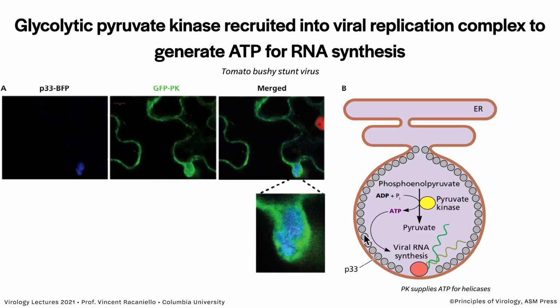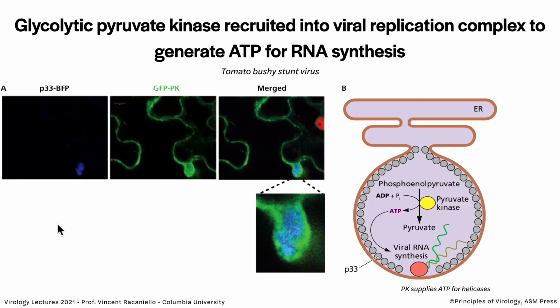But these vesicles are coated with a viral protein, p33, which grabs pyruvate kinase and pulls it into these vesicles and uses it to make ATP. Pyruvate kinase takes phosphoenolpyruvate and makes pyruvate from it. You get a molecule of ATP from that. And of course, the polymerase needs energy to make RNA, and that's where the energy is coming from. The virus pulls this enzyme into these vesicles by virtue of this viral protein p33.